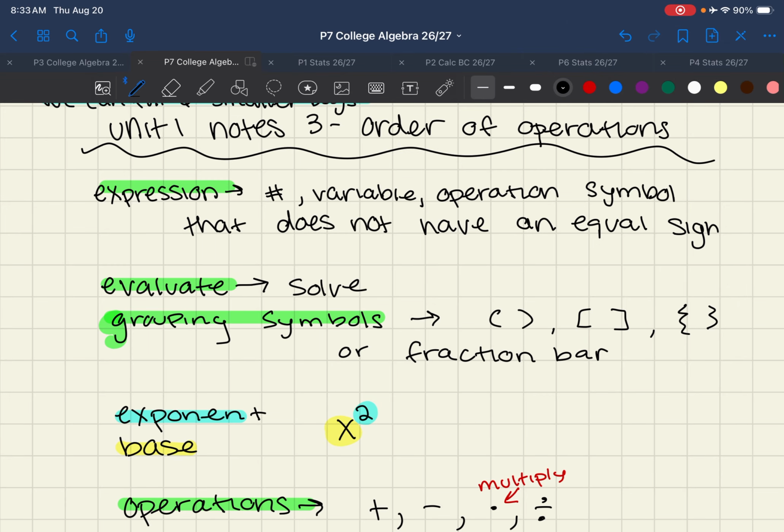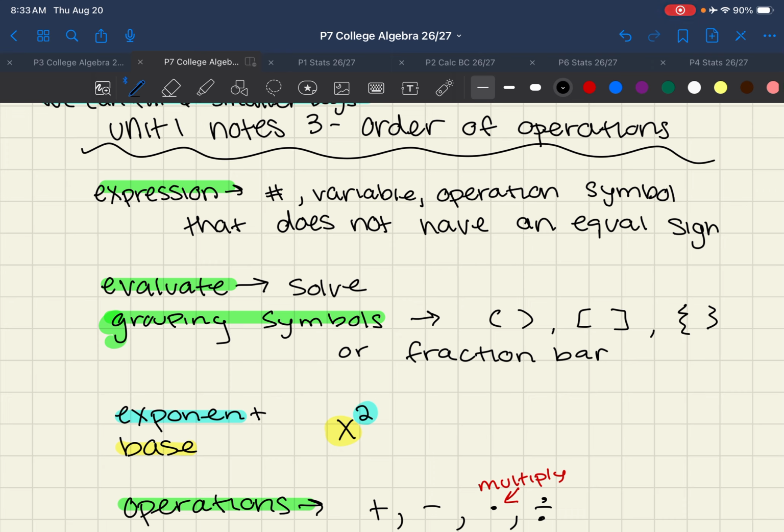Okay, this is Unit 1, Notes 3, Order of Operations. So first we're going to go over some definitions. So we have an expression. An expression is a number, variable, and operation symbol that does not have an equal sign. So anytime you see an expression, that simply means you are going to simplify when possible, never solve.